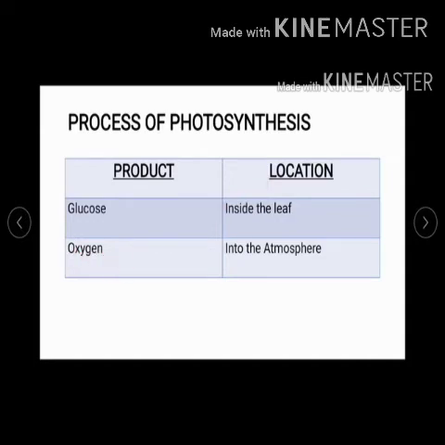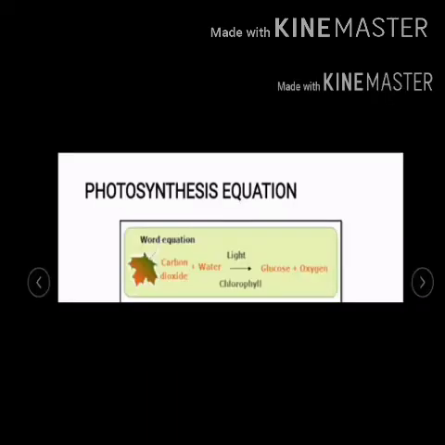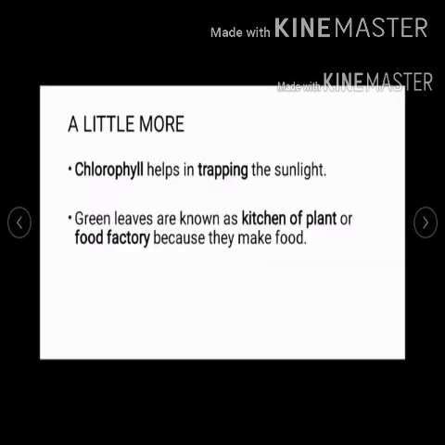On the other hand, when we talk about oxygen, just like carbon dioxide, the main location where carbon dioxide belongs is the atmosphere. Similarly, oxygen is also a gas which belongs to the atmosphere, so it will be released there. So that is how the process of photosynthesis works. Plants can do this with the help of this particular pigment called chlorophyll.